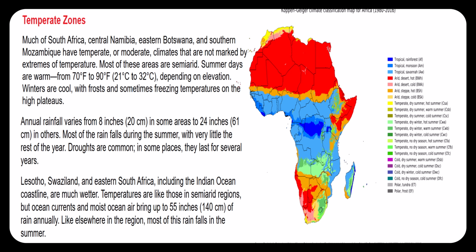Lesotho, Swaziland, and eastern South Africa, including the Indian Ocean coastline, are much wetter. Temperatures are like those in semi-arid regions, but ocean currents and moist ocean air bring up to 55 inches of rain annually. Like elsewhere in the region, most of this rain falls in the summer.